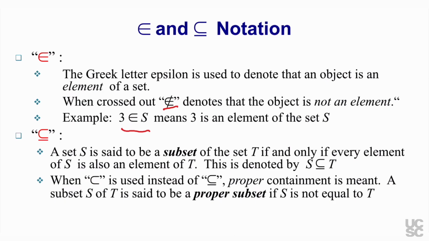We denote when a set is a subset of another set, when a set is part of another set, by the subset notation, which is denoted that way. And we say that a set is a subset of another set if and only if every element of the subset S is an element of the larger set T. And we denote that with S subset of T that way. When we use the notation of proper subset, that means that S is a subset of T in this case, but S is not equal to T, it cannot be equal to T. So there are more elements in T than there are in S.